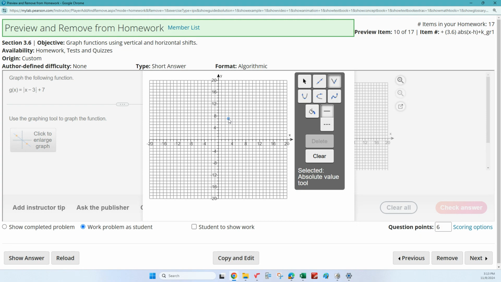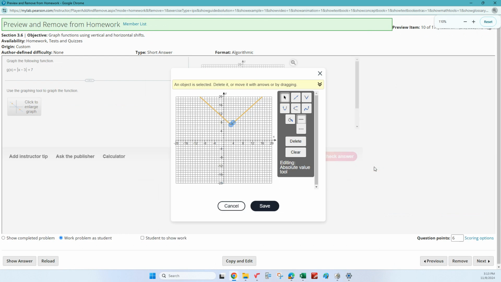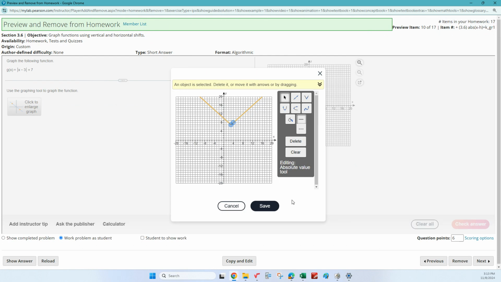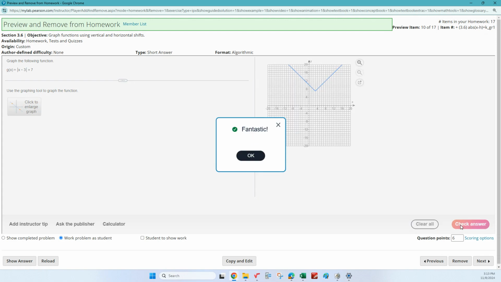Well, and then, okay, now that's the vertex. To make an absolute value, the slope is just 1 on the right side, so I would just rise 1 and run 1, and I got it. See what I'm saying? Okay? So that's my absolute value graph, and there it is.